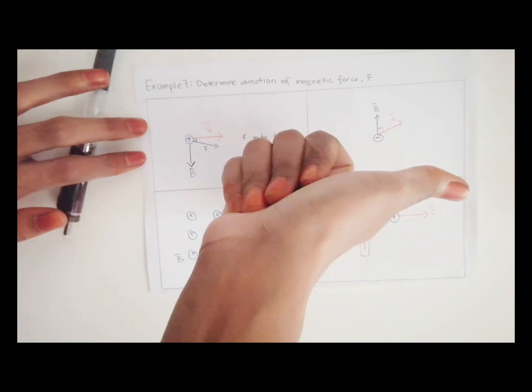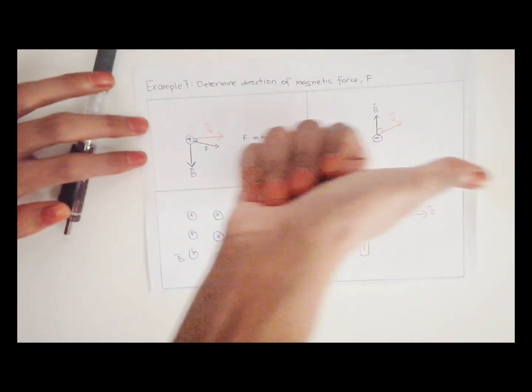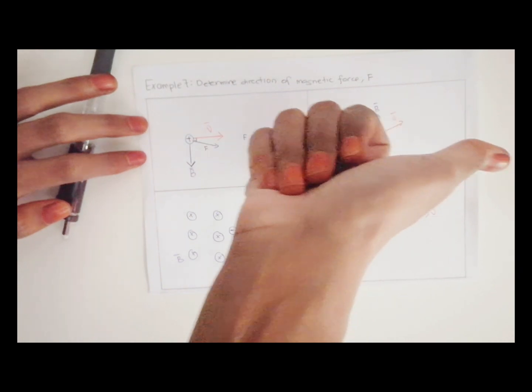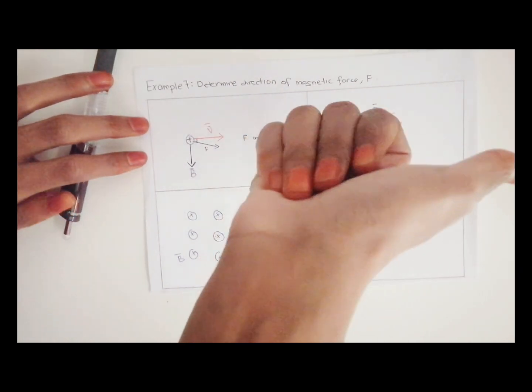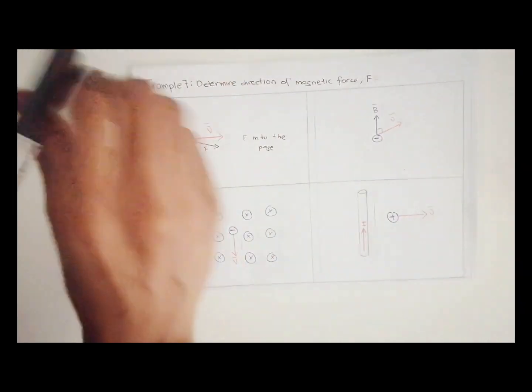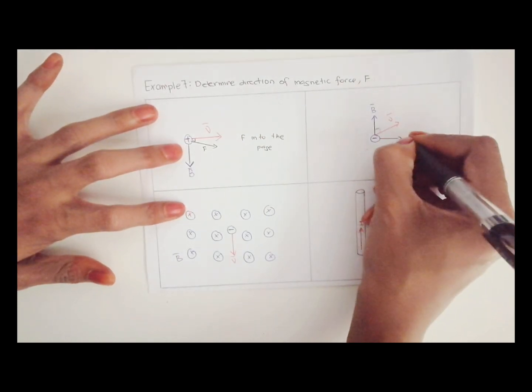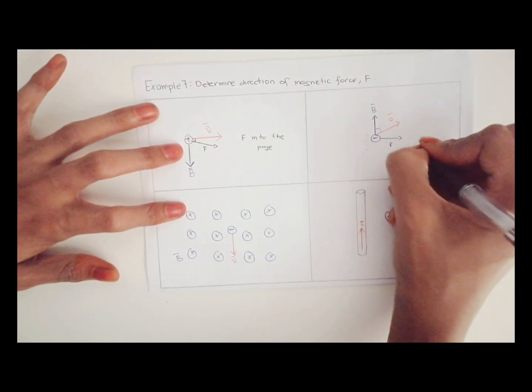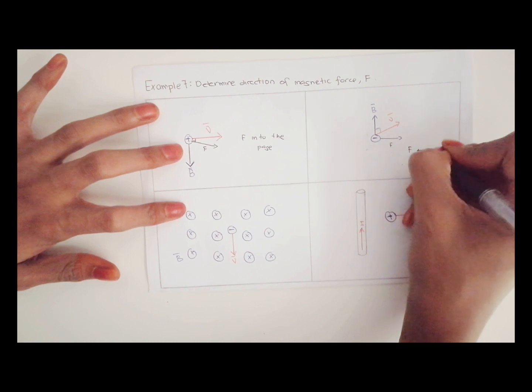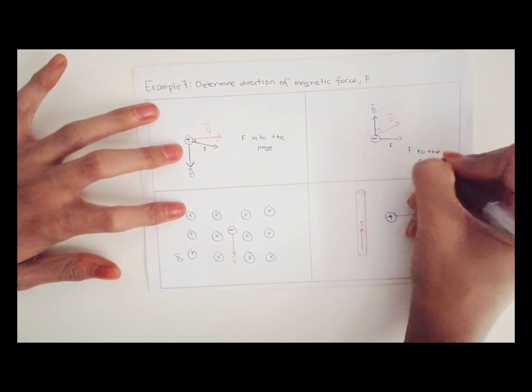Bila kamu swipe, kamu akan dapat direction of your thumb dekat sini adalah ke kanan and this direction of your thumb is the direction of your force. So, dia indicate F kamu adalah to the right. Direction of force adalah to the right dekat sini.